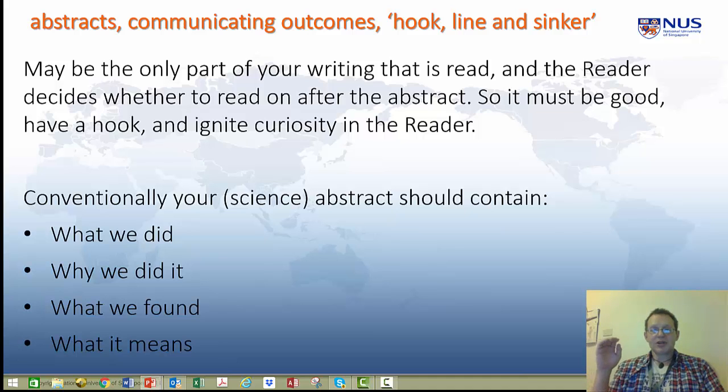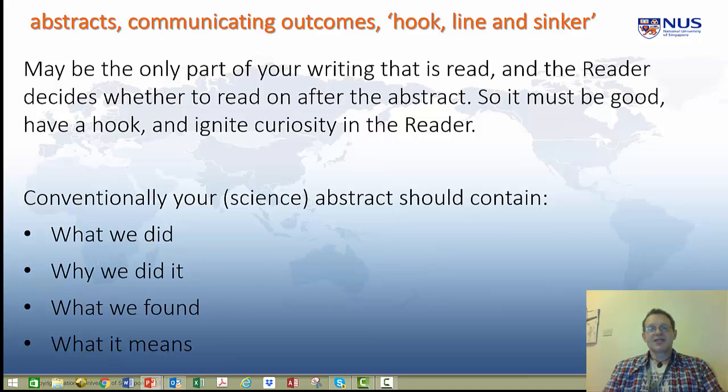And if we stick with hook, line and sinker, the hook is the bit where the poor old fish bites and can't get off it. Well, I don't fish, but I always feel sorry for the fish in this particular scenario. You need a hook for your reader.